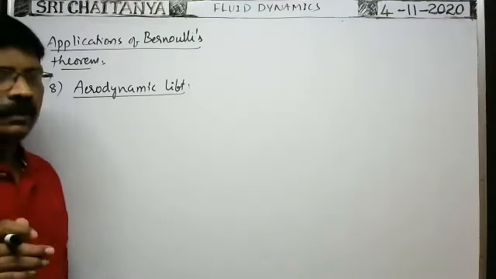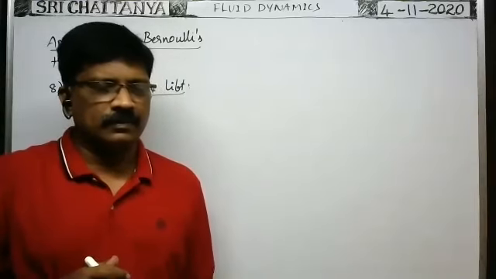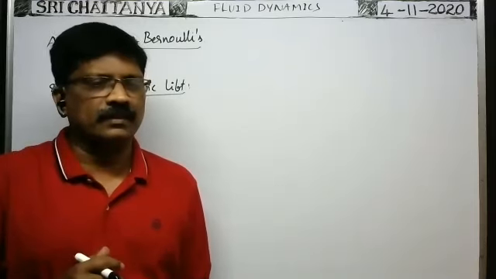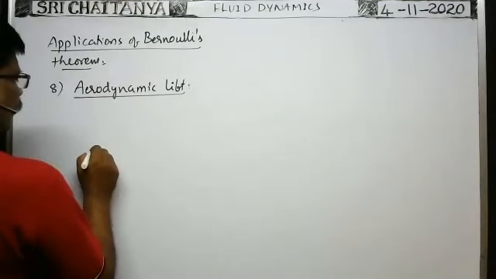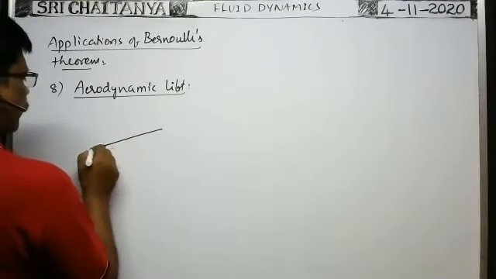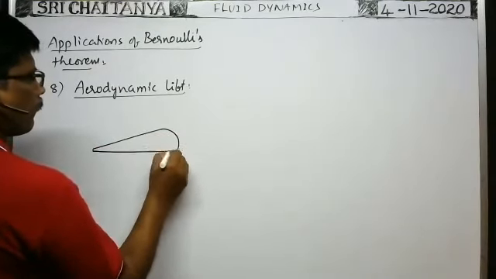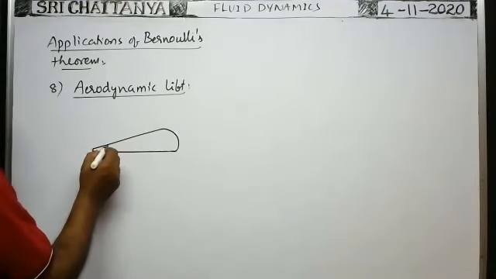Here we know, in the case of the wings of an aeroplane, if you observe the cross section of the aircraft wings, they are specially designed. Suppose you see, the aircraft wing is designed like this. The cross section of the aircraft wing is designed like this.